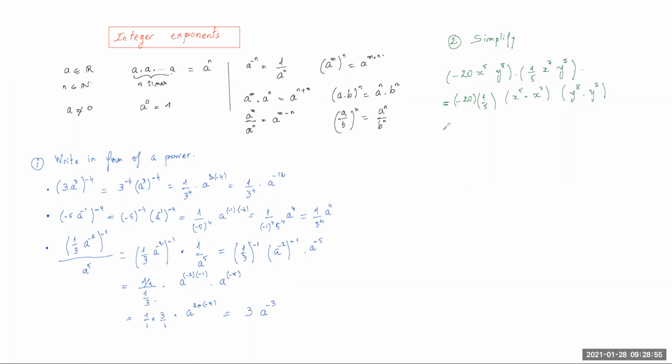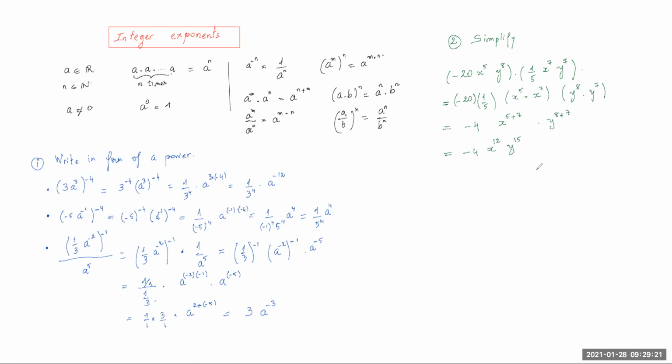Okay. Now I see that I have minus 20 over 5, it's minus 4. Here I can use this formula, a power m times a power n. So I will add the powers here for x. And also similarly add the powers for y. So finally I have minus 4, x12, y15.